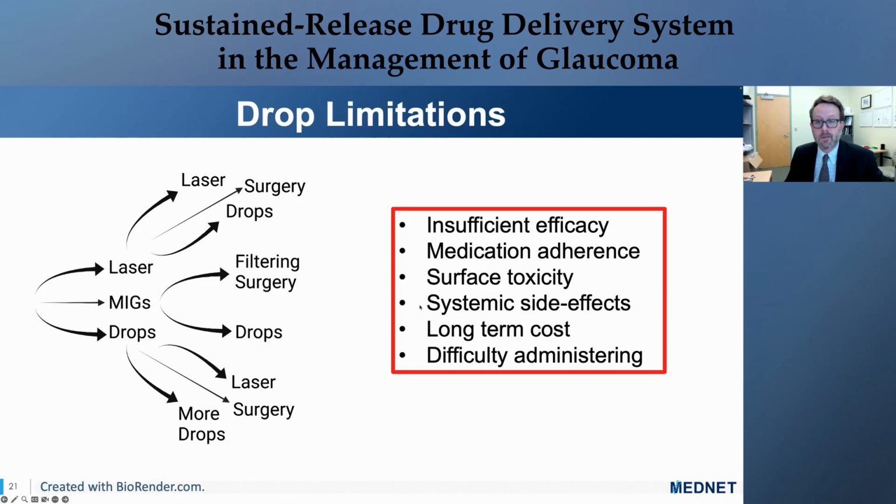Some of our drops have systemic side effects, such as lethargy or slowing of the heartbeat. The long-term cost of being on drops over decades and decades can be quite high. And for a lot of our patients, using a drop bottle and actually getting the drop in the eye can be quite difficult.